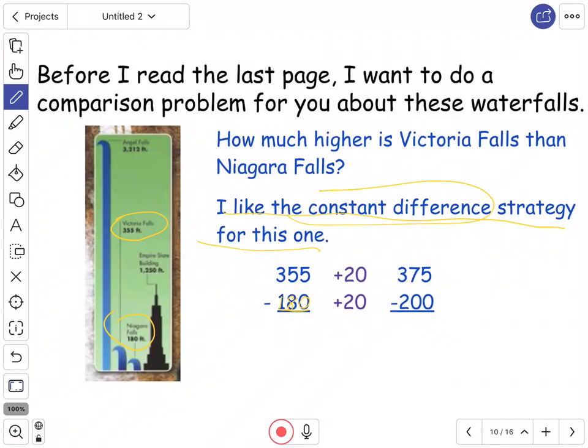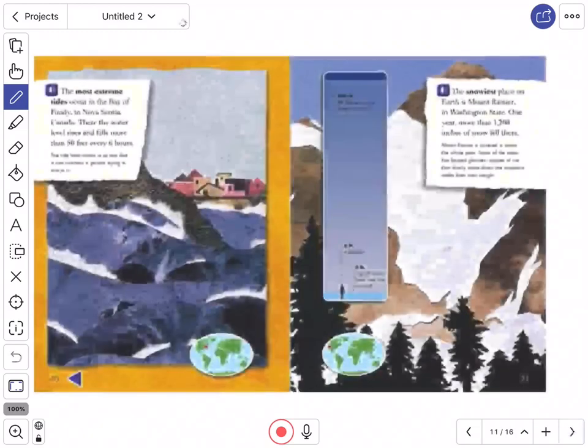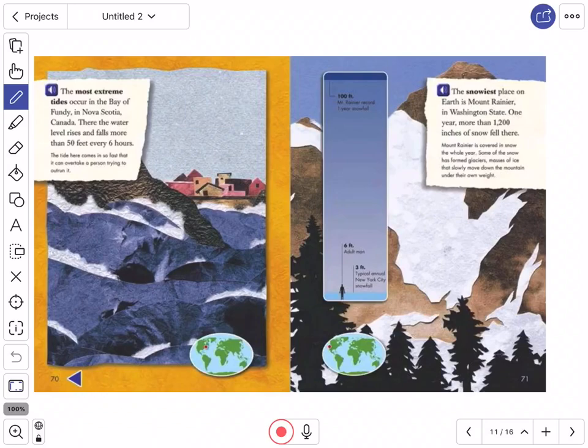So if I'm already 20 away, let's just do the constant difference strategy where we're going to add 20 to both of them, which will end up giving us 375 minus 200. Now when I'm looking at it, it looks a lot easier to subtract, right? Because I can simply just go like this, and you can see that I have 175. So how much higher is Victoria Falls than Niagara Falls? Victoria Falls is 175 feet higher. Now, like I said, I may end up asking you to do a problem like this. I may not. It all just depends on how things are going, okay?